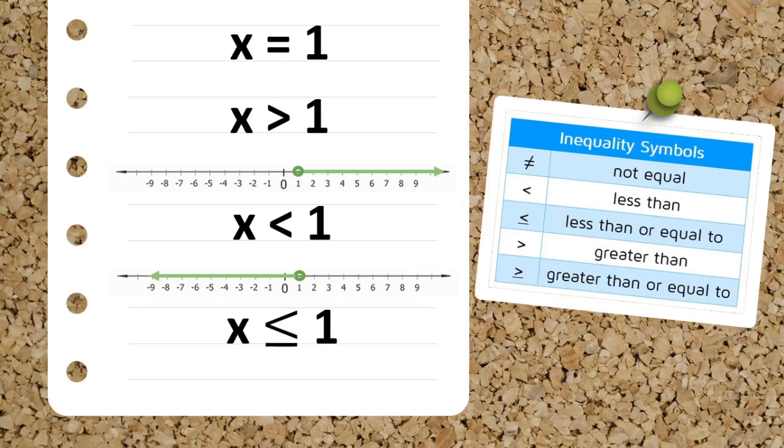then we will mark x equals 1 first. We will shade positive 1 because 1 is included, because x can be equal to 1 or it could be less than 1. So we would represent x less than 1 with an arrow pointing to the left.